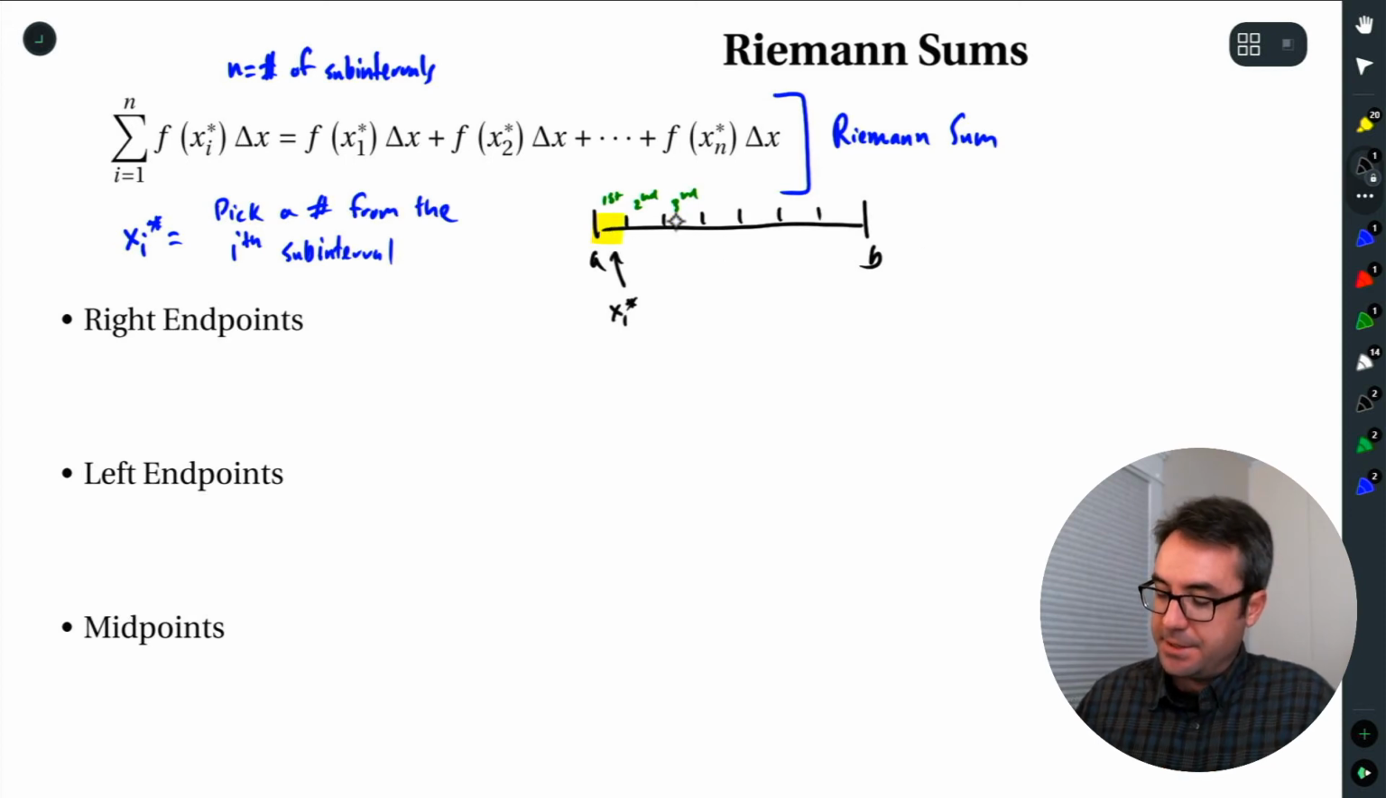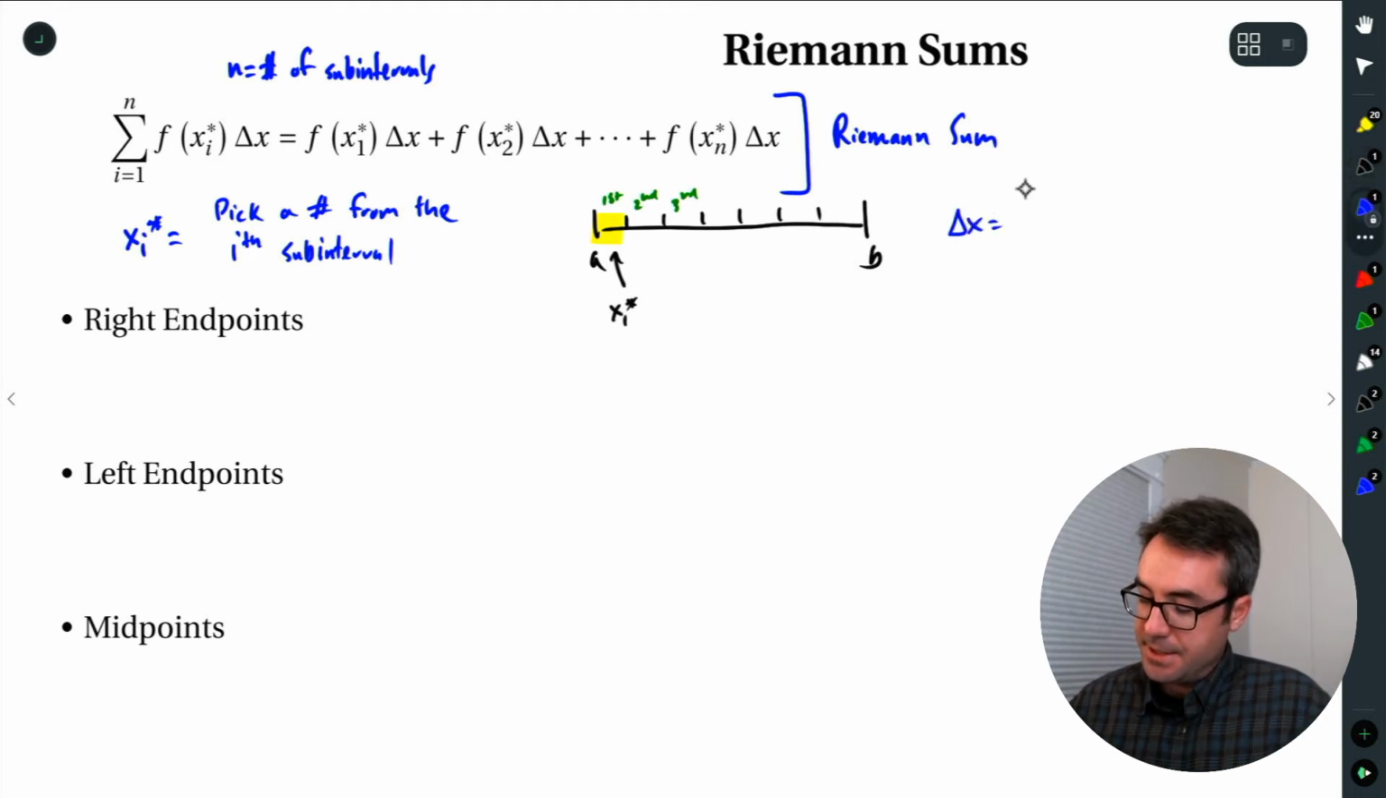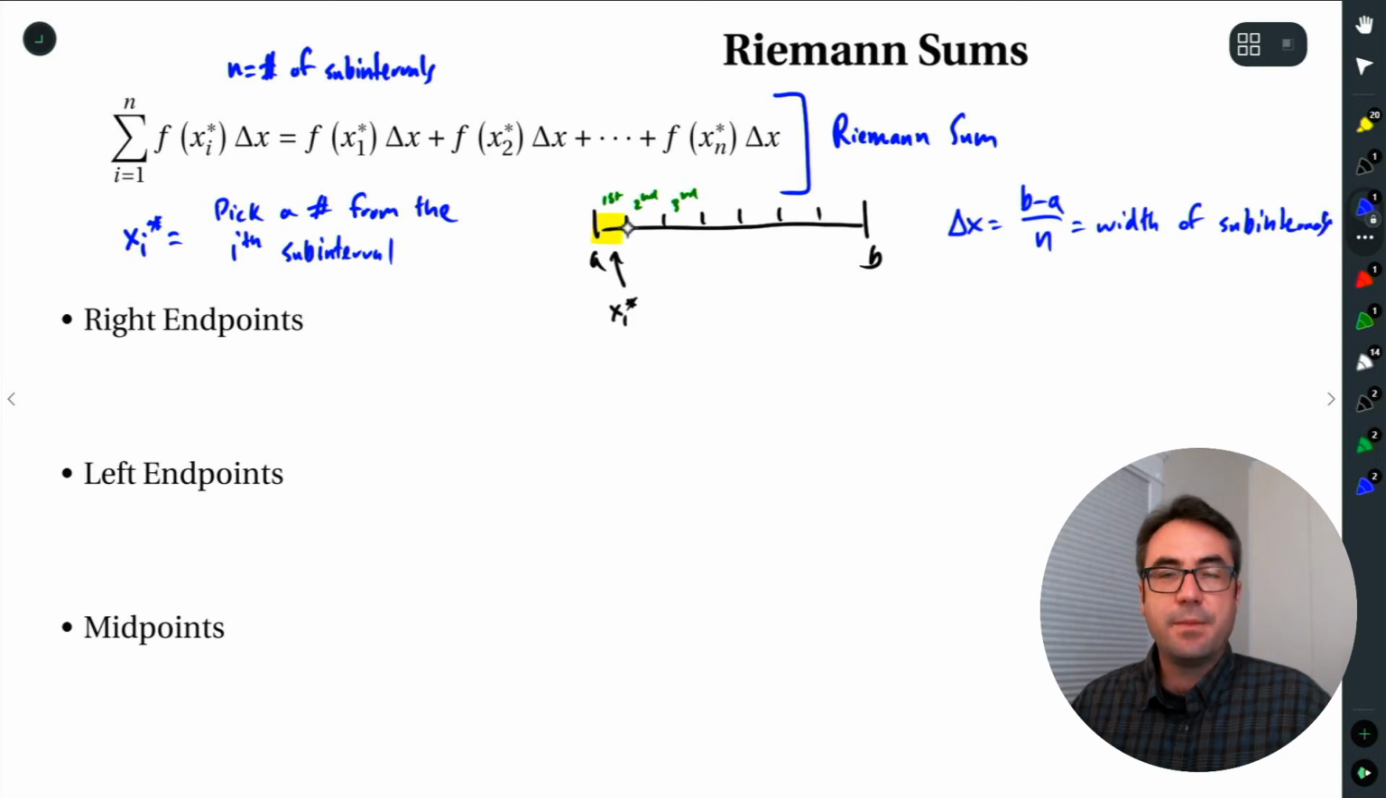And the way we calculate the width, this delta x value, we want to think of it as the width, is delta x is b minus a over n. So it's the width of our subintervals. And normally we make them all have the same width, just to keep the calculations easier. And you see that as n gets bigger, so as you use more and more subintervals, delta x is going to get really small.